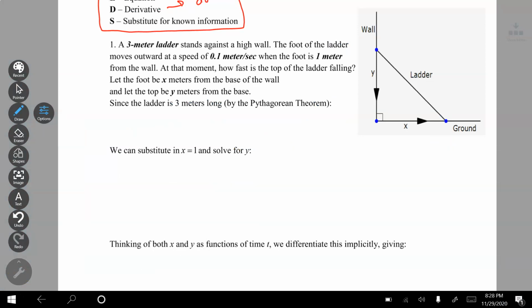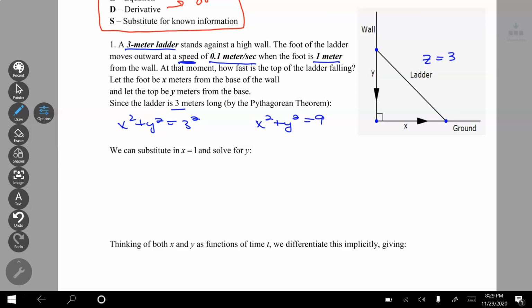I have a ladder, a 3-meter ladder leaning up against a high wall. The foot of the ladder moves outward at a speed. Sounds like a rate. 0.1 meter per second, definitely a rate. When the foot of the ladder is 1 meter away from the wall, at the moment, how fast is the top of the ladder falling? So right now, I'm going to call the hypotenuse side z. I know that is 3. So x squared plus y squared is equal to 3 squared, or x squared plus y squared is equal to 9. That is the Pythagorean theorem.